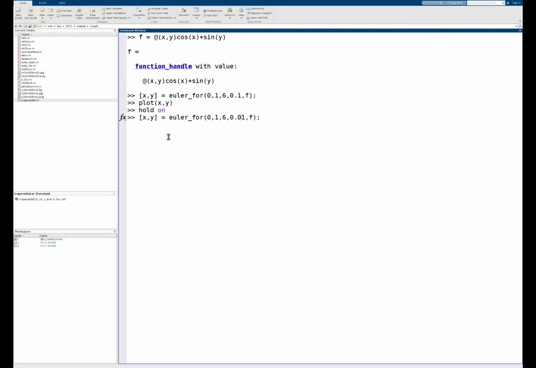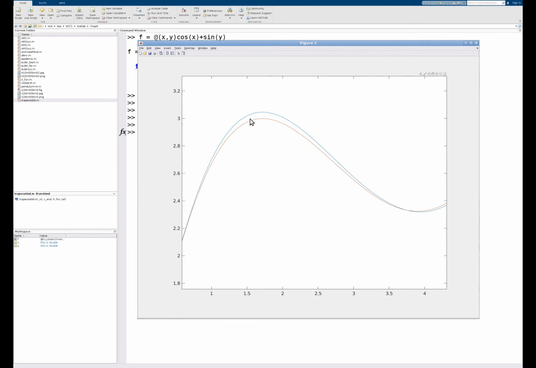So remember that in the Euler method, the error in the solution is proportional to h. So if we make h 10 times smaller, there should be 10 times less error. The error should also be 10 times smaller. So this should be a much more accurate version of the solution. Let's see. Okay, so you can see the difference.